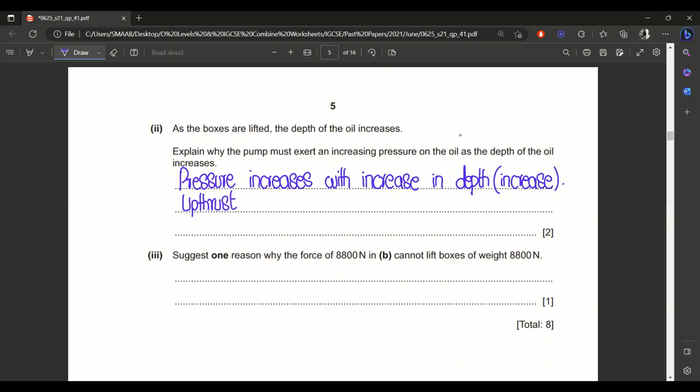So the upthrust force will act in the upward direction. That is the force which is acted by the oil on the piston. So that is the upthrust force, right? In the opposite direction of the applied force. So to overcome that upthrust, we need to increase our pressure.